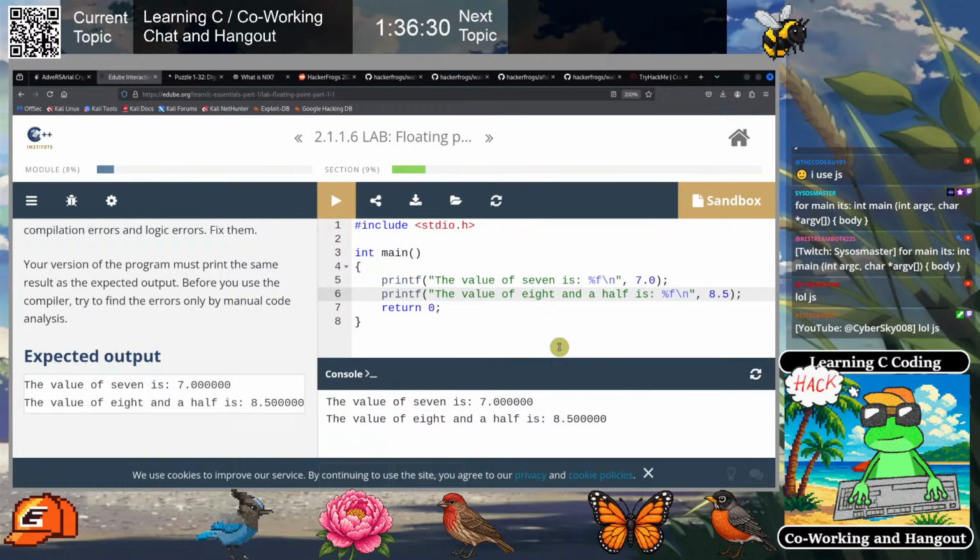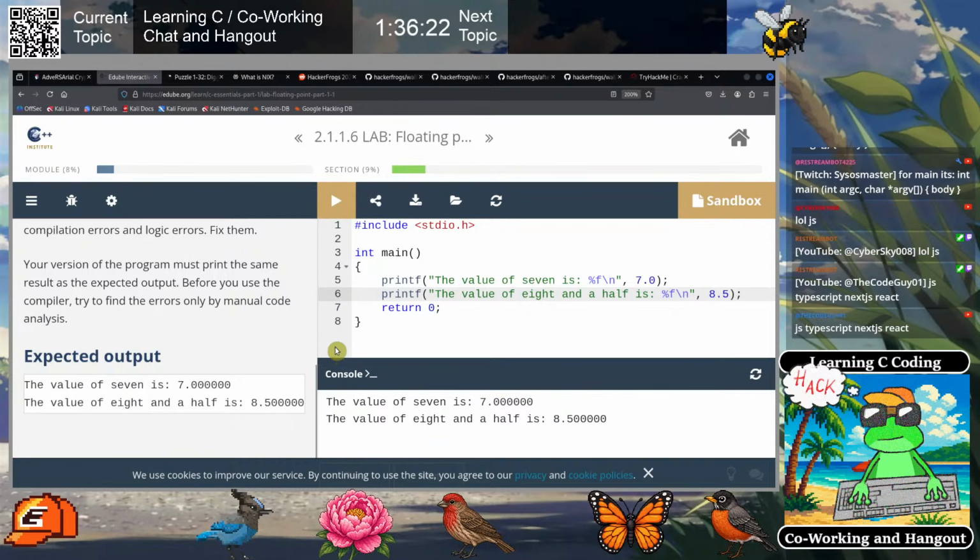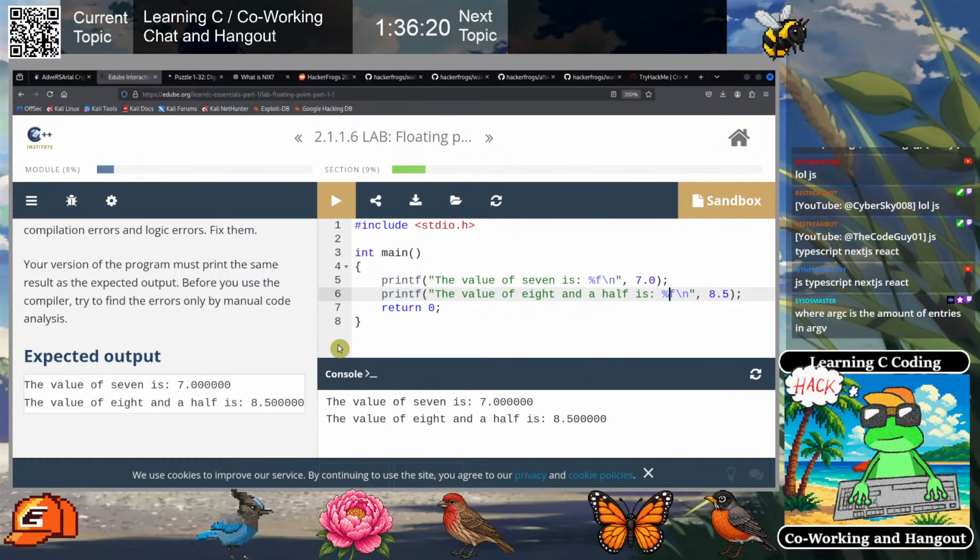Okay, the code guy says, I use JavaScript. Awesome, awesome. Yeah, JavaScript is very important for web applications. So JavaScript, TypeScript, Next.js, React.